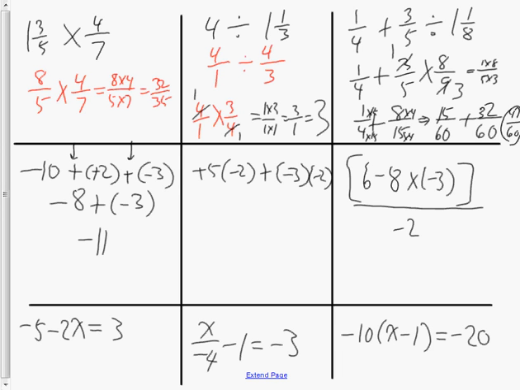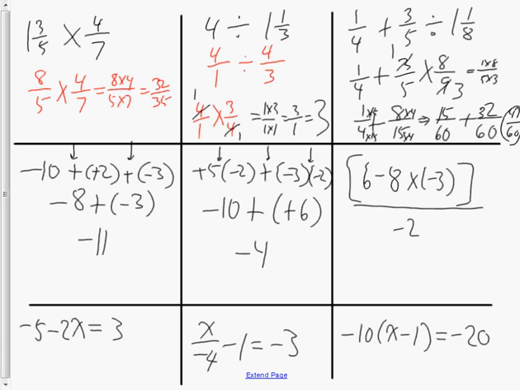In the second example, I have three operations: multiplication, addition, and multiplication. I'll do my multiplication first. The product of +5 and -2 is -10. The product of -3 and -2 is +6. So my last step is to simplify my additions. 10 negatives plus 6 positives is 4 negatives.